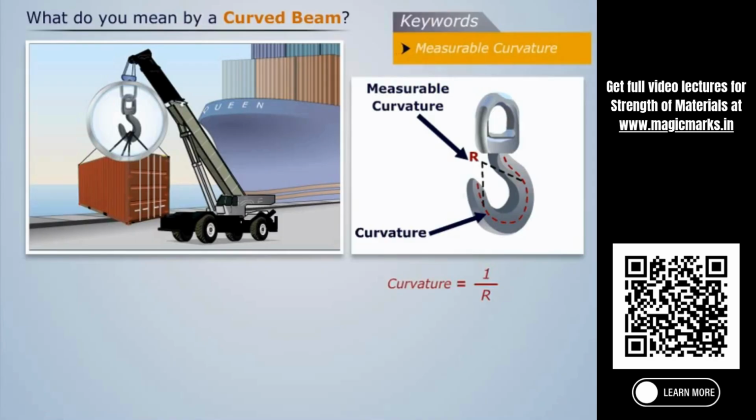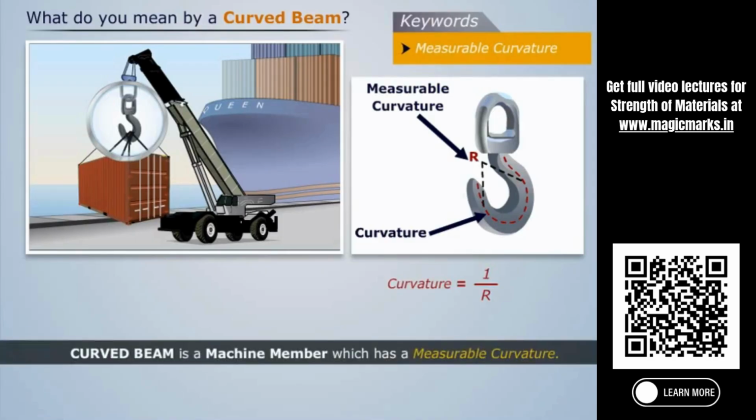Remember keywords. Thus we can say that a curved beam is a machine member which has a measurable curvature.